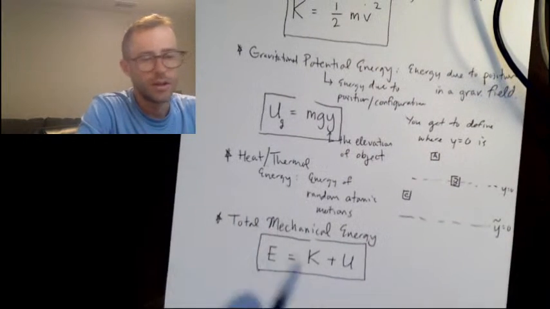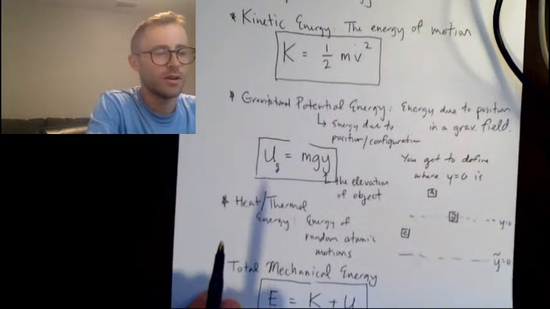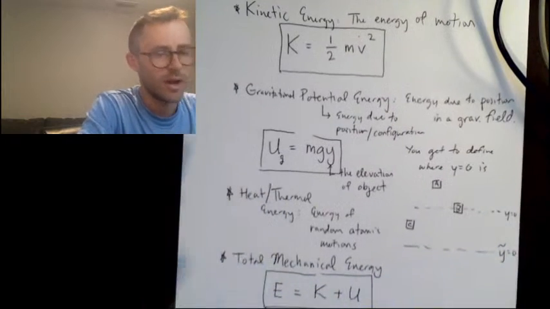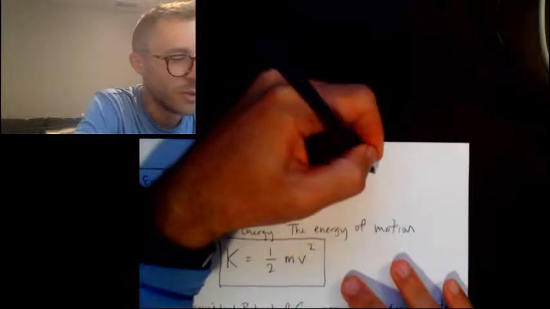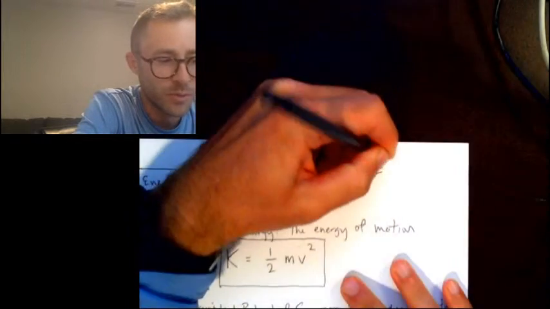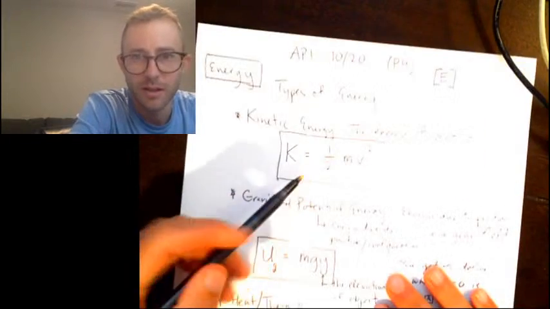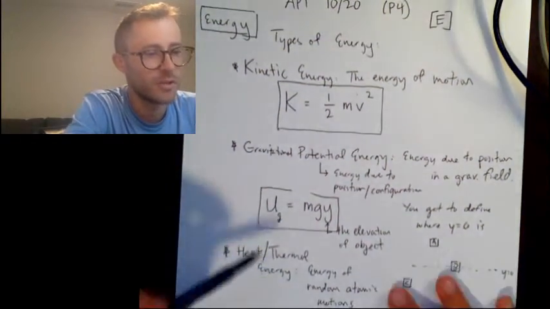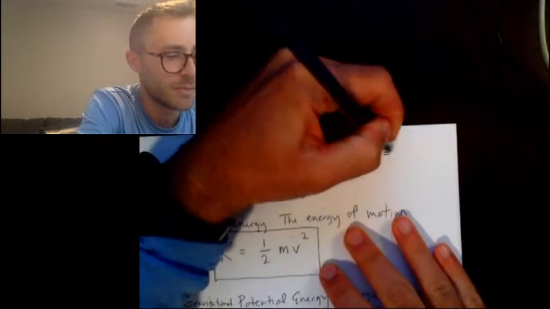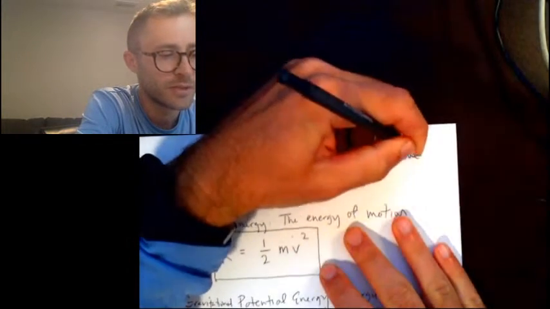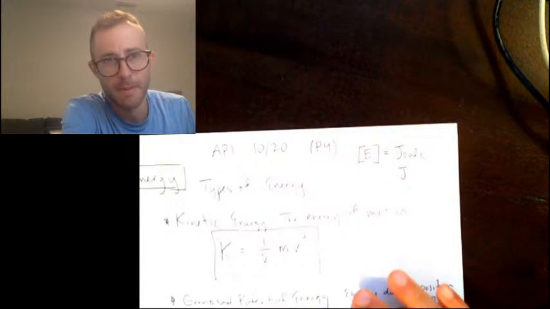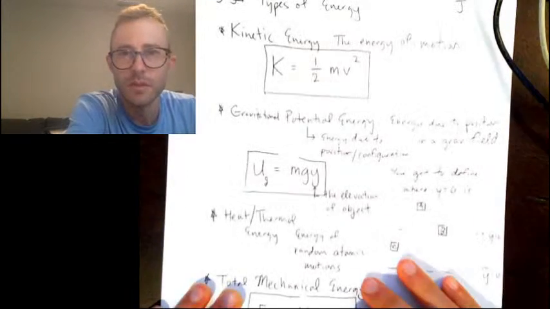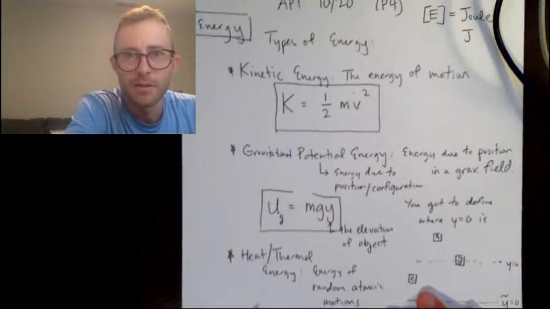All right, let's do a quick example of calculating. Oh, I haven't given you the units of energy. So the units of all forms of energy, the units of kinetic energy, the units of potential energy, the units of thermal energy, it's called the joule, which is denoted by J.